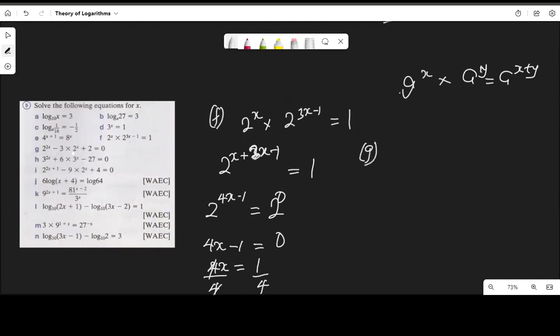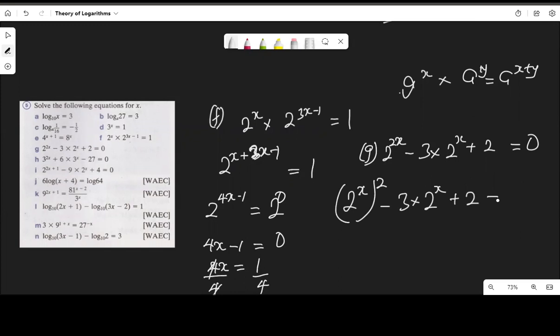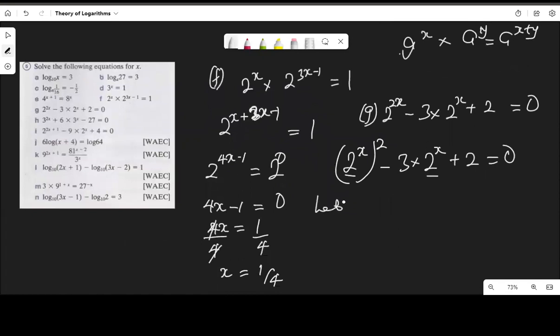Now let's do question G here. G says 2 to the power of 2x minus 3 times 2 to the power of x plus 2 equal to 0. And this one is going to lead us to a quadratic equation. Before we do anything, let me adjust this first term so that I have 2 to the power of x, because I have 2 to the power of x here. So this 2 to the power of 2x, I can write it as 2 to the power of x, all to the power of 2, and minus 3 times 2 to the power of x plus 2 equal to 0. I have 2 to the power of x here, I have it here, so I can substitute it with anything. Let me use p.